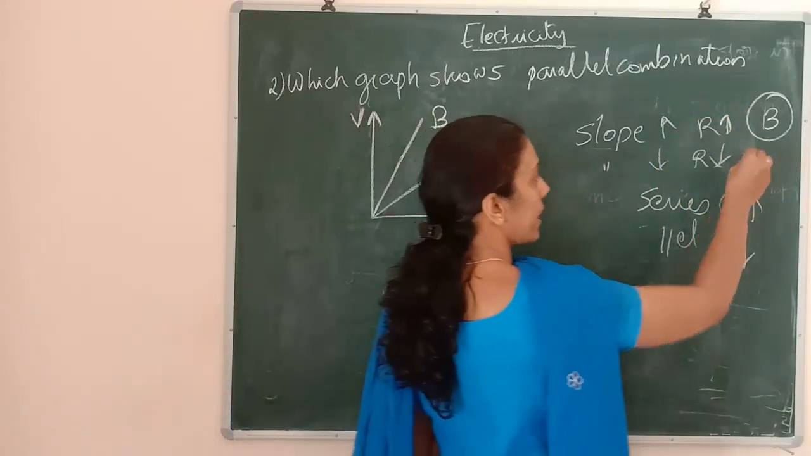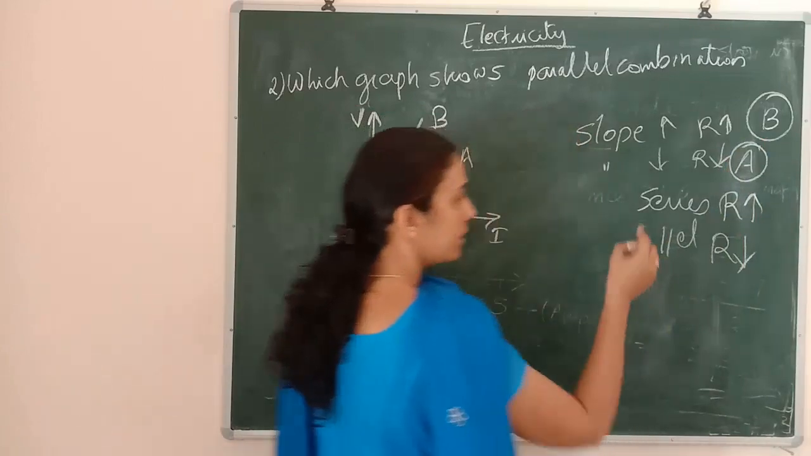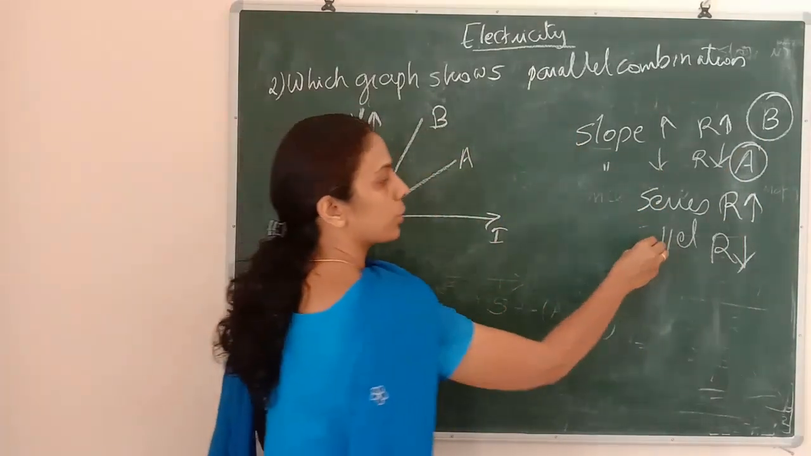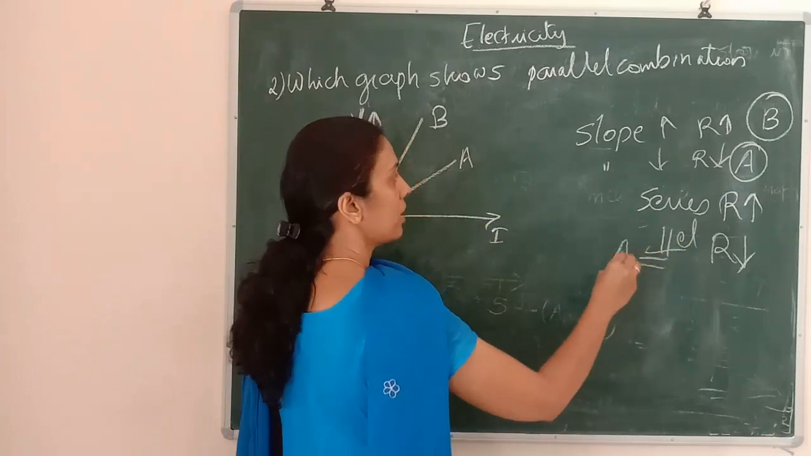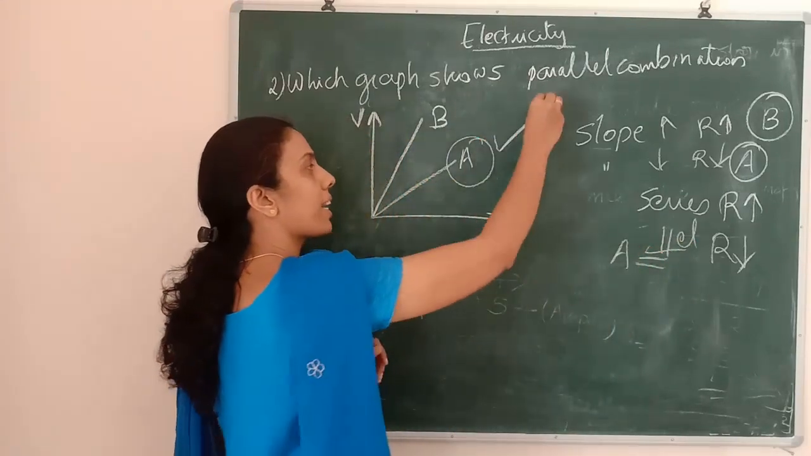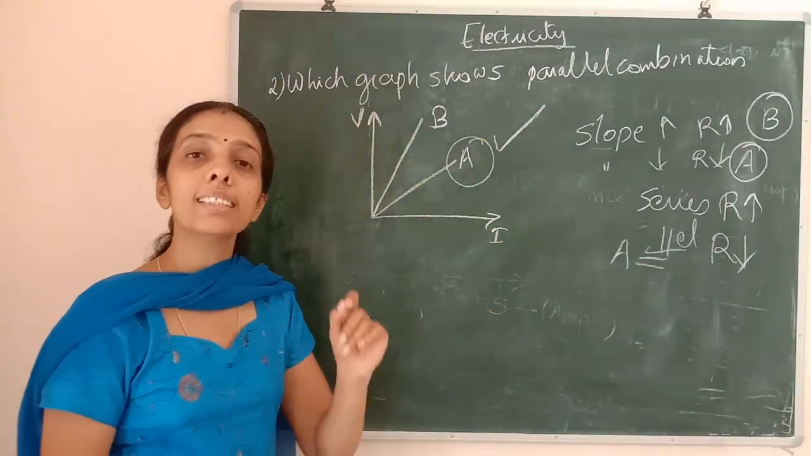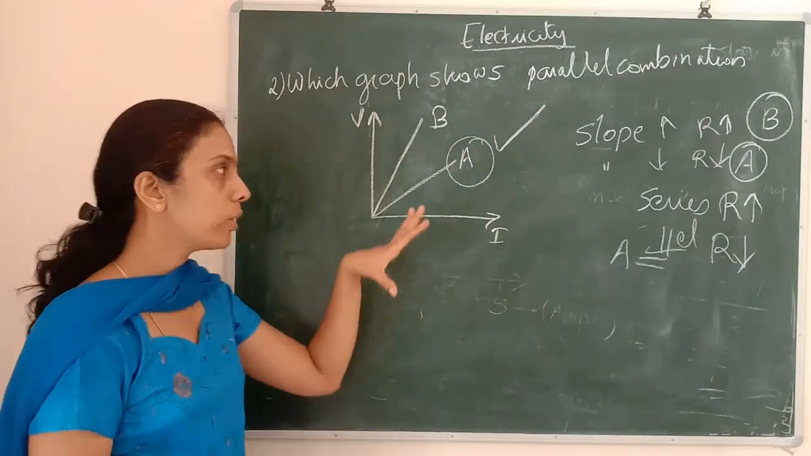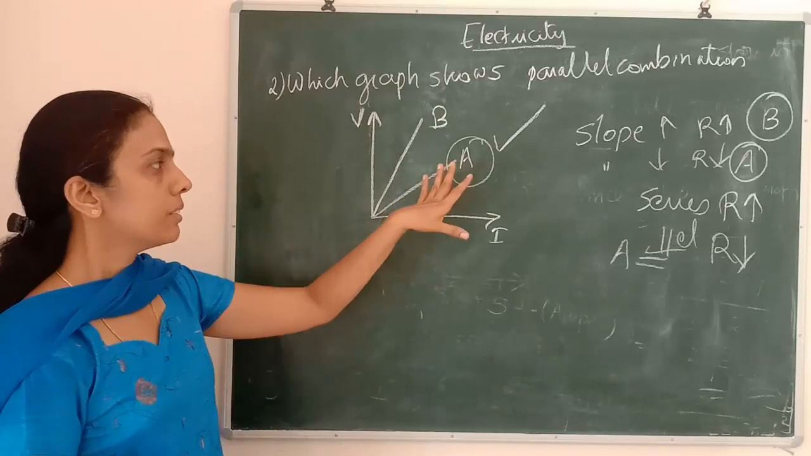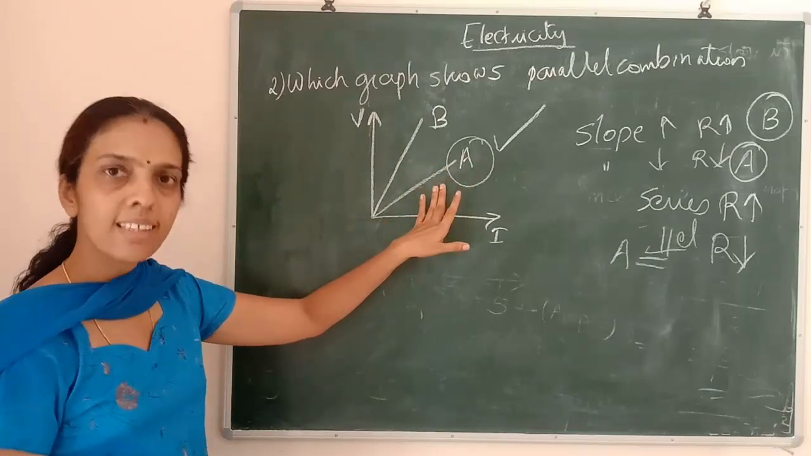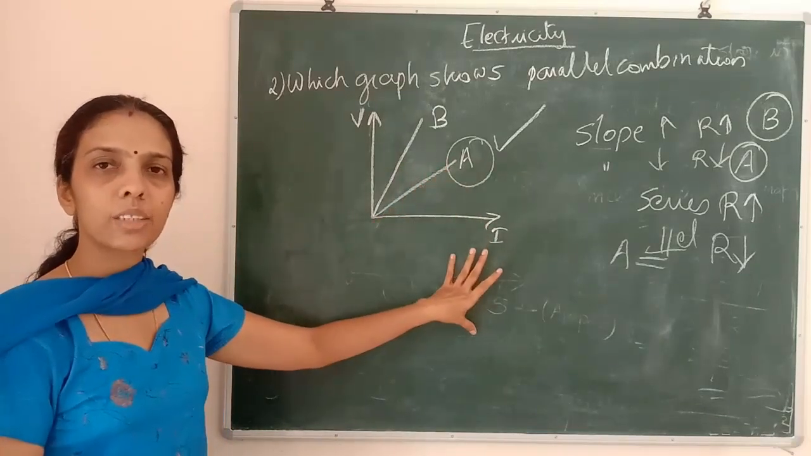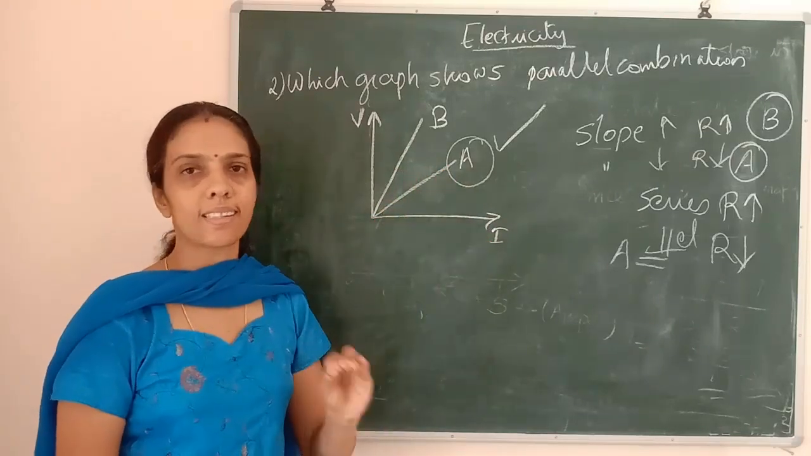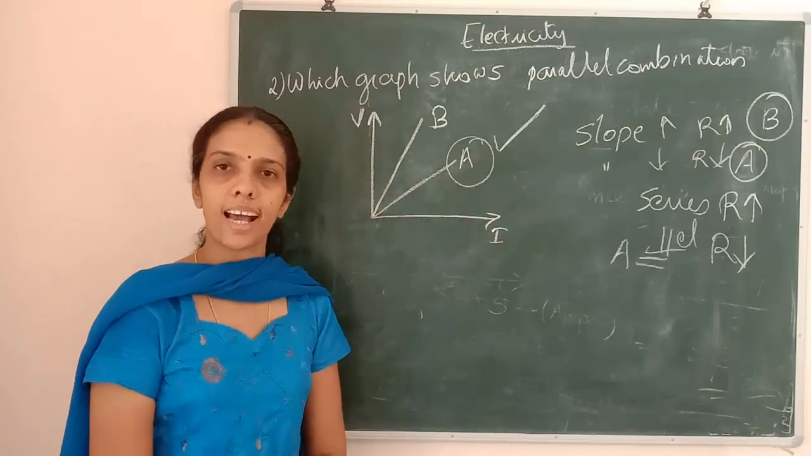Then what about A? A will have low resistance value, so it shows the parallel connection. So which is showing the parallel connection? A, which has less slope, will give the parallel connection. While you are answering this question, the slope of A is less. In series and parallel connection, parallel connection will have very less resistance. So A is the answer.